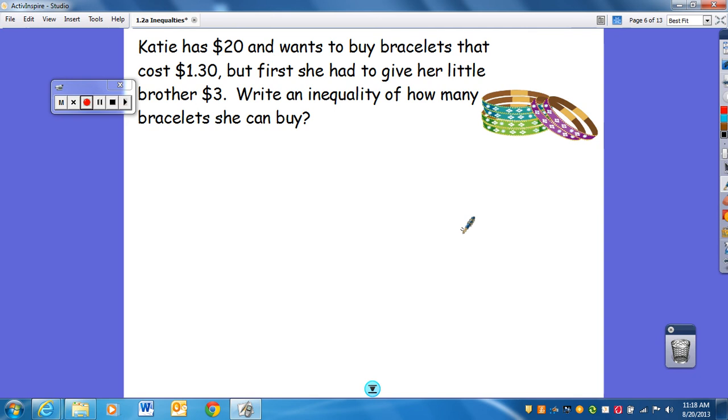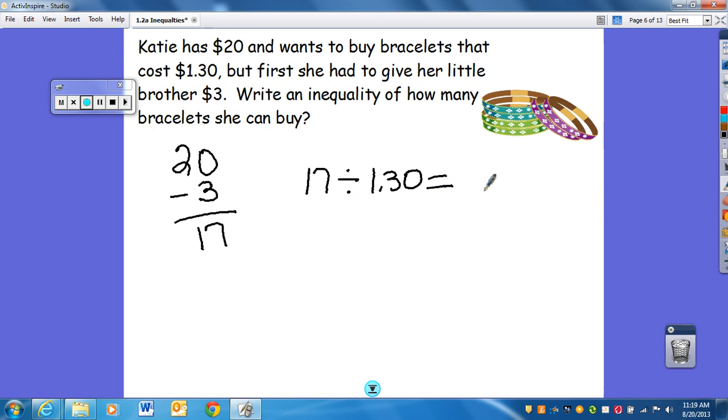Katie has $20 to spend and wants to buy bracelets that cost $1.30. But first, she had to give her little brother $3. It says write an inequality of how many bracelets she can buy. So Katie starts with $20 but first, she had to give her brother $3. So I'm going to take away the $3, and that leaves me with $17. Now, she wants to buy bracelets that are $1.30. So I can take 17 and divide that by $1.30 to find out how many bracelets that Katie can buy.